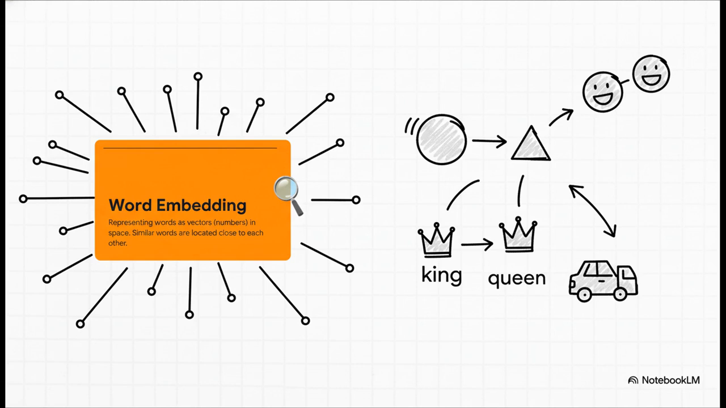Okay, think of it like this. Imagine a giant, invisible map. Every single word you can think of is given a specific coordinate in this huge multidimensional space. So happy is located right near joyful, car is just down the road from truck, and king is super close to queen. All of a sudden, language isn't just a jumble of words anymore. It's a literal map of meaning that a computer can actually navigate.